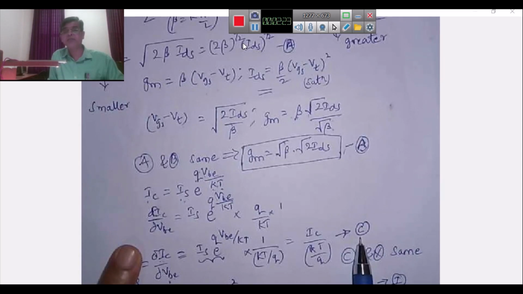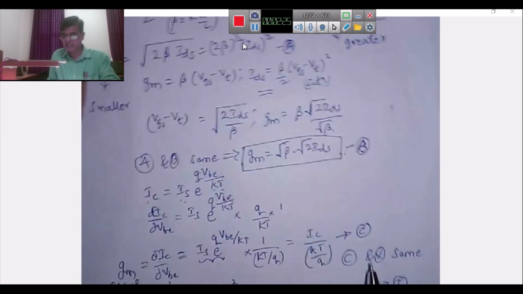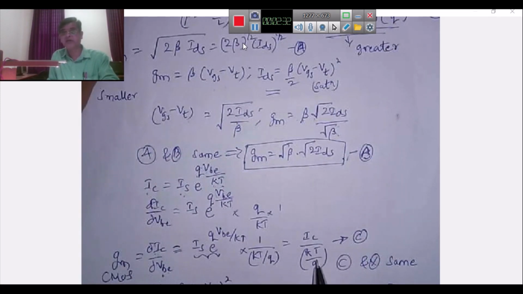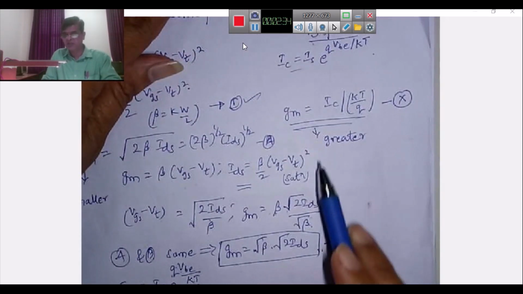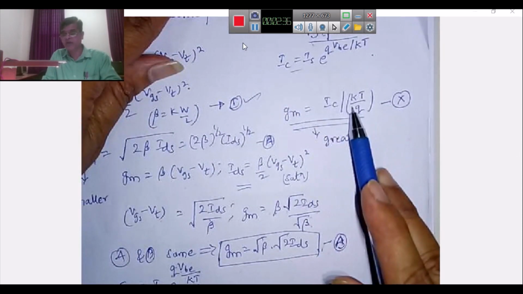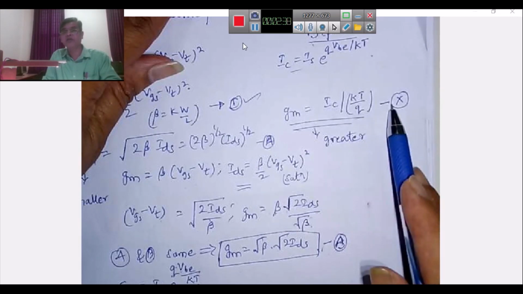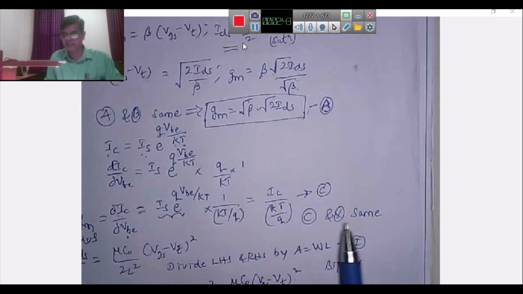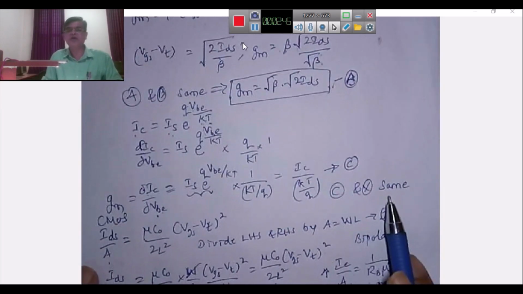Now you can see, compare equation C with X. C is given by gm equal to IC divided by KT by Q in the denominator. Similarly, X is also gm equal to IC divided by KT by Q in the denominator. That means equations C and X are both the same. This is how I have written it.